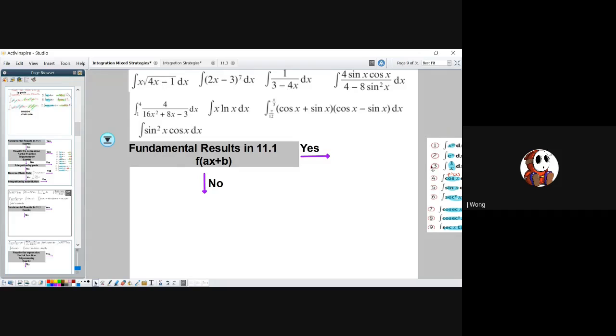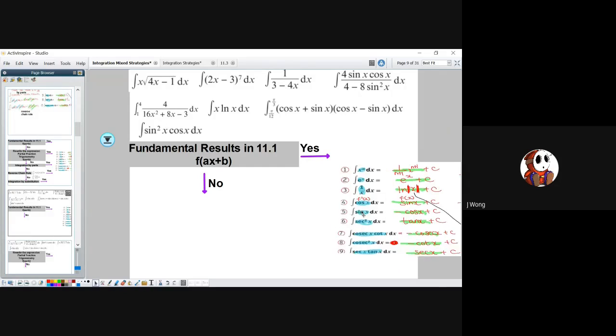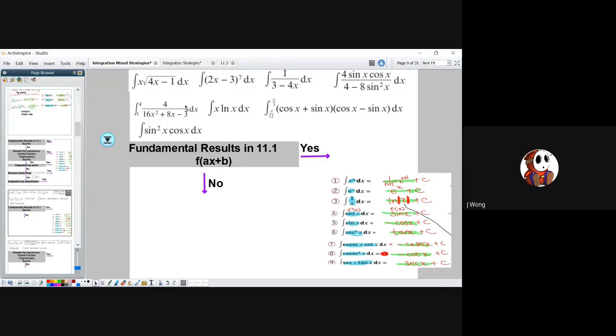Starting from the top of the tree, we would like to see if these are just the fundamental results in 11.1, which are these ones. There are no square root functions together with an x in the standard functions, so the answer is no.